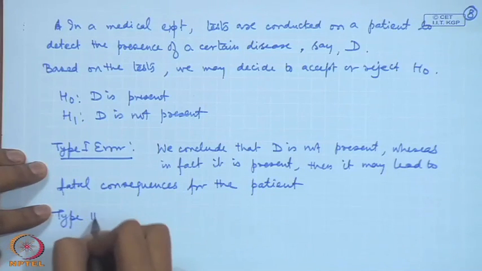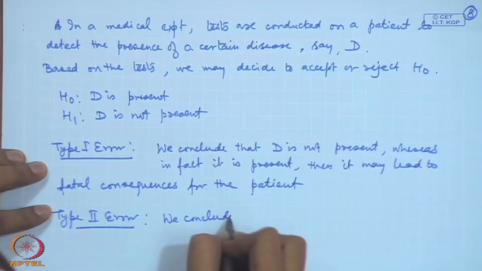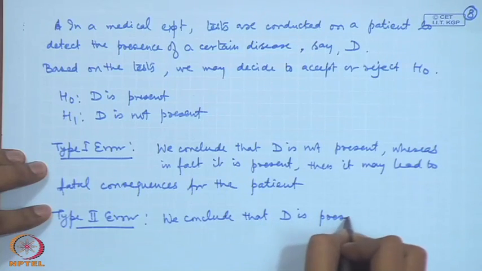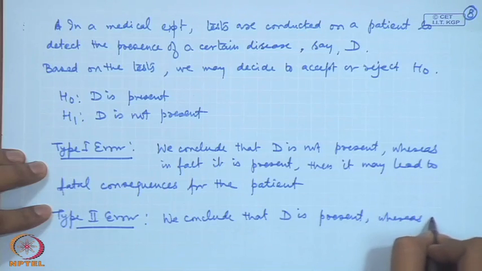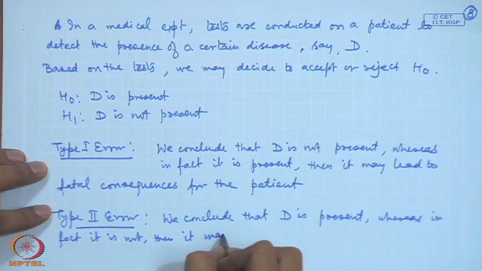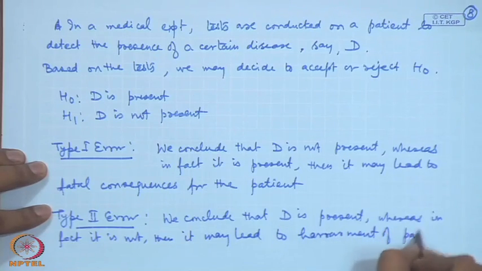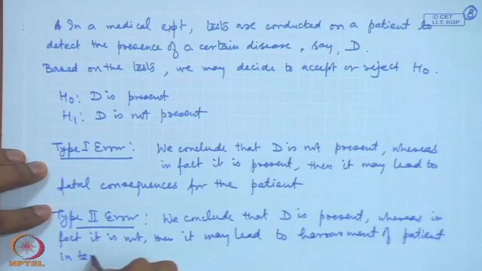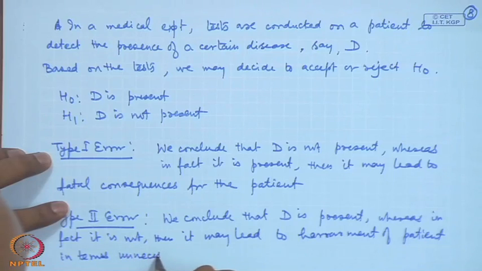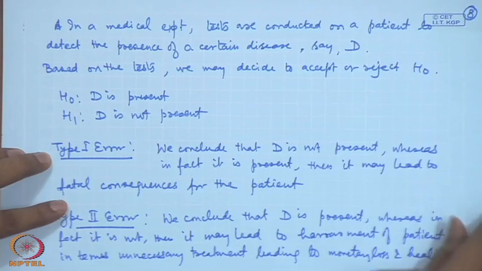If we consider, say, type 2 error, that means you conclude that D is present, whereas in fact it is not, then it may lead to harassment of the patient in terms of unnecessary treatment, leading to monetary loss and health side effects.